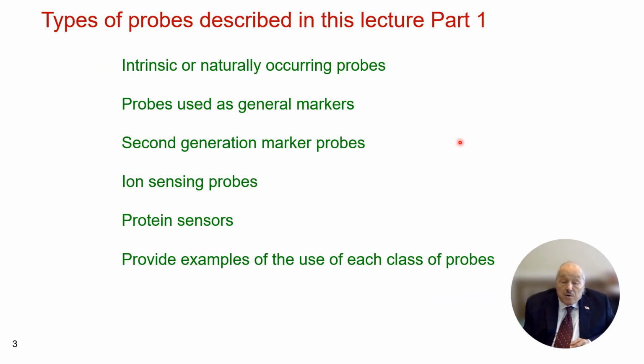So what are we going to talk about today? We're going to talk about intrinsic probes, extrinsic probes as general markers. Many of these have a second generation version that are improved. And we'll talk about ion sensing probes and protein sensors, and provide examples of each class of probes to show how they are used.